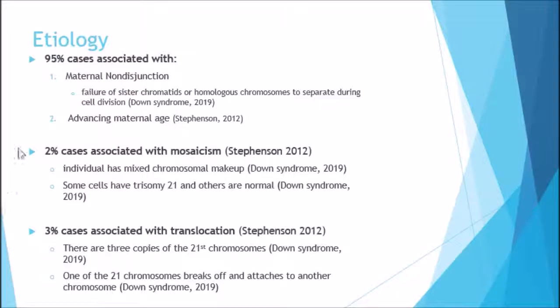There are many different causes of Down syndrome. 95% of the cases are associated with maternal non-disjunction and advancing maternal age. Maternal non-disjunction is basically the failure of sister chromatids or homologous chromosomes to separate during cell division.